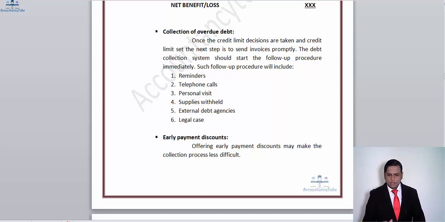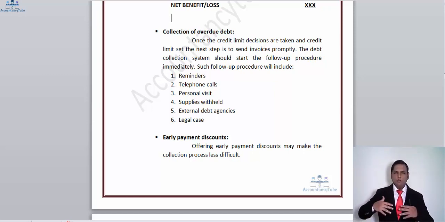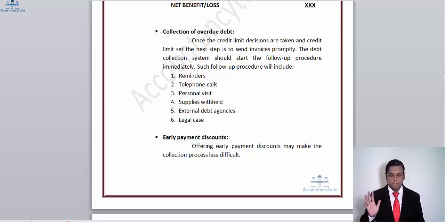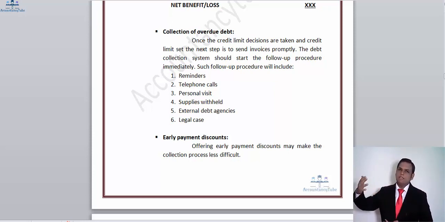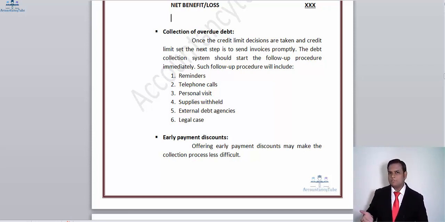Once the credit limit decisions are taken and credit limits are set, the next step is to send invoices promptly. The debt collection system should start the follow-up procedures immediately once the sale has been done, that is, the goods have been dispatched. Such follow-up procedures will include reminders. We first send them a thank you email, and after that we can start sending them reminders. Once the reminder limit set in the credit policy is reached, we will start making calls to our customers to ask when they will be available, or when it is likely that they will pay us.